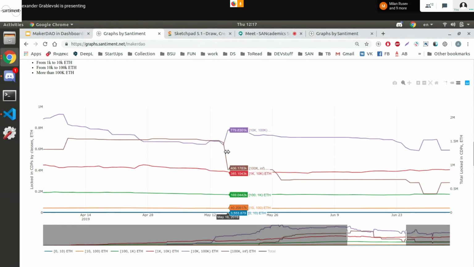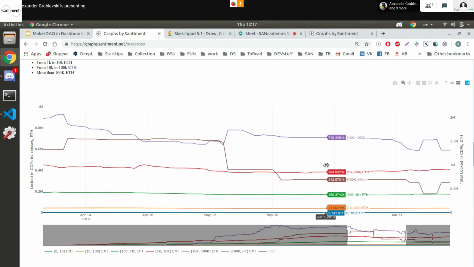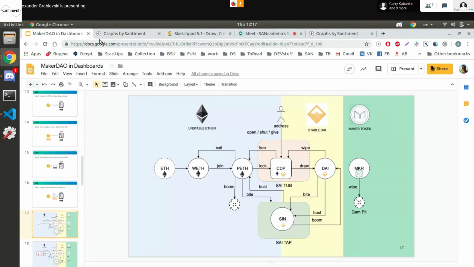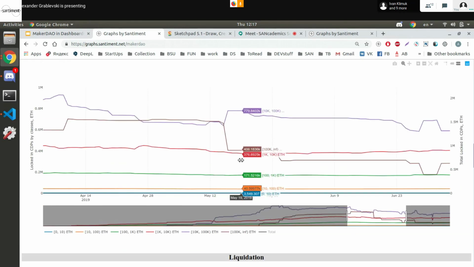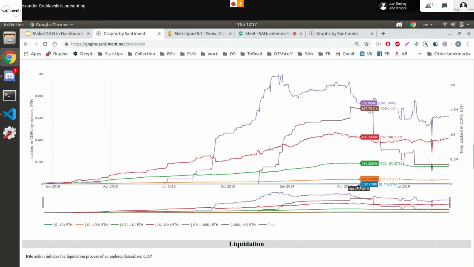By the way, on the other hand, you see some interesting dynamics: if this brown category falls, this purple category is rising up. So you see it here and here again as well. That basically means that a lot of people who owned a lot of ETH in CDPs free their pooled ETH from their CDPs. So this volume goes down. Yeah, that's basically this graph. To summarize, this graph shows you how different categories of CDP interact with the system.